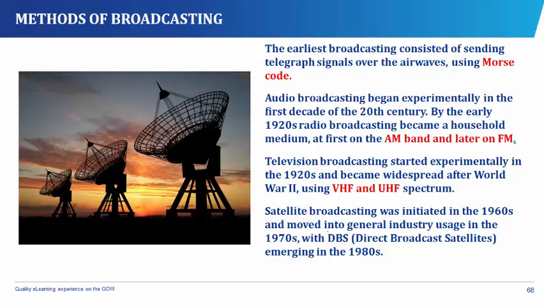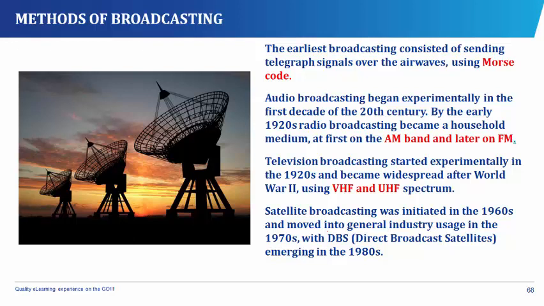The earliest broadcasting consisted of just sending telegraph signals over the airwaves using Morse code. Morse code is a whole lot of very hard code using dots and dashes. But today, audio broadcasting, which has begun since the first decade of the 20th century, has increased. By the early 1920s, radio broadcasting became a household medium, at first on the AM band and later on FM. FM stands for frequency modulation. Remember I said AM stands for amplitude modulation. As time goes on, we'll understand what this means.